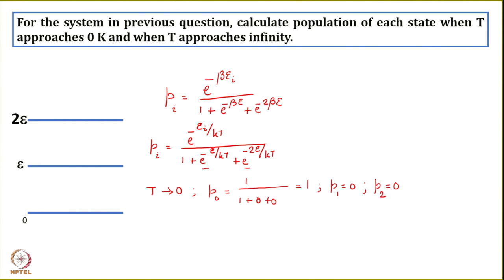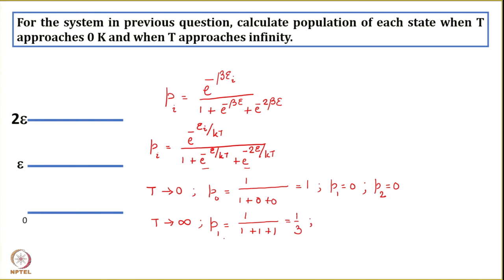Now, second is when T approaches infinity. Let us say when T approaches a value of infinity, this becomes exponential 0, which is 1. That means exponential minus 0, or exponential 0, is equal to 1. So what do we have then? We have P1 is equal to 1 over 1 plus 1 plus 1, because each term is contributing 1, which is equal to 1 by 3.